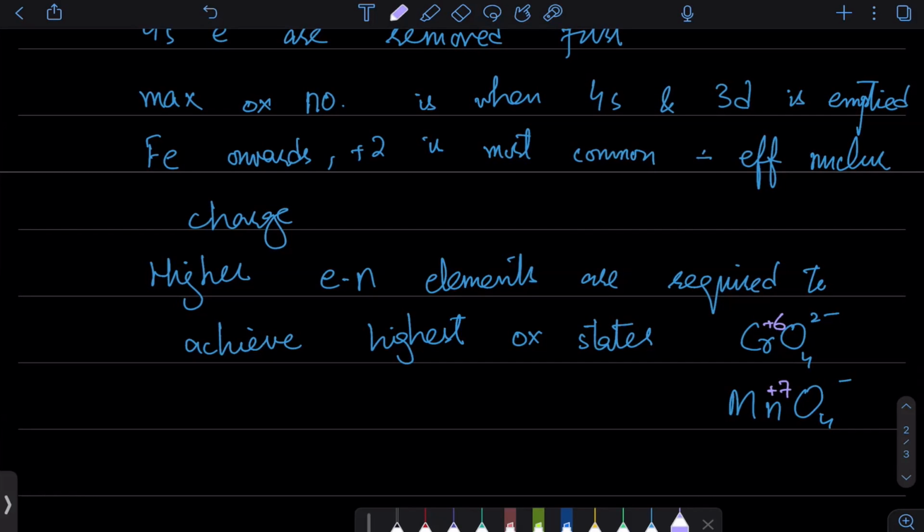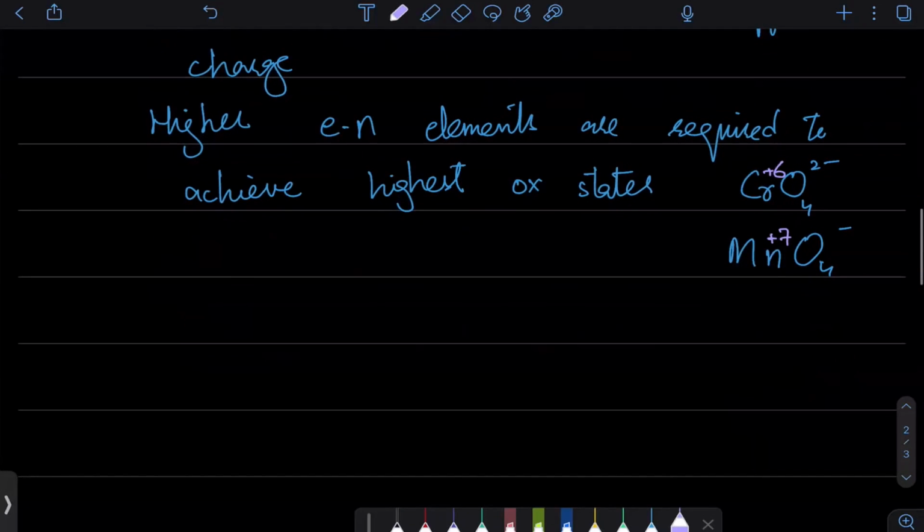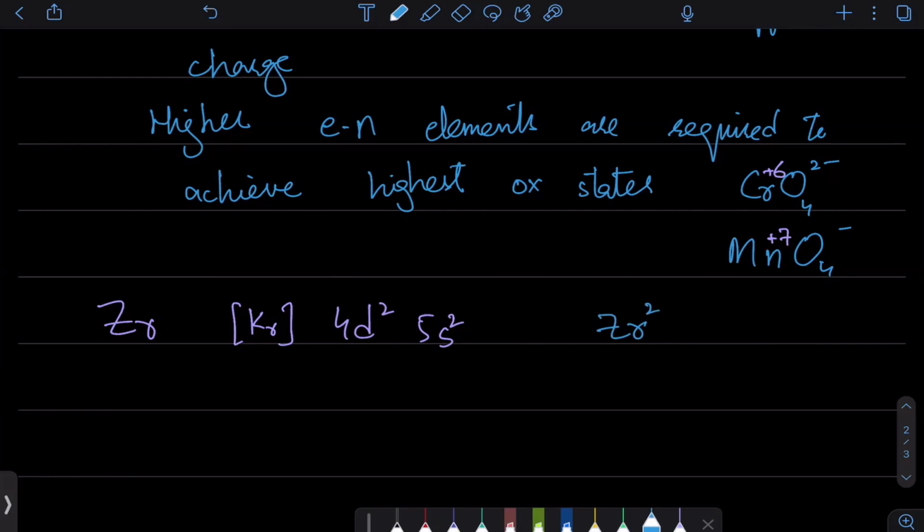Like, for example, let's take zirconium. So zirconium, its core configuration is krypton's configuration, and then 5s2, 4d2. So based on this, you can write it like this or like this, they're both acceptable. So tell me, what is the most common oxidation state this will have? +2. Zirconium exists as +2.